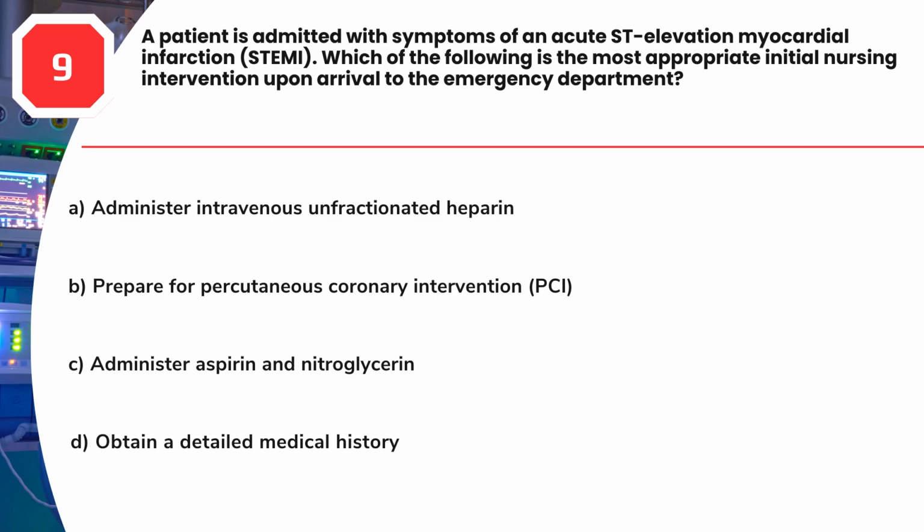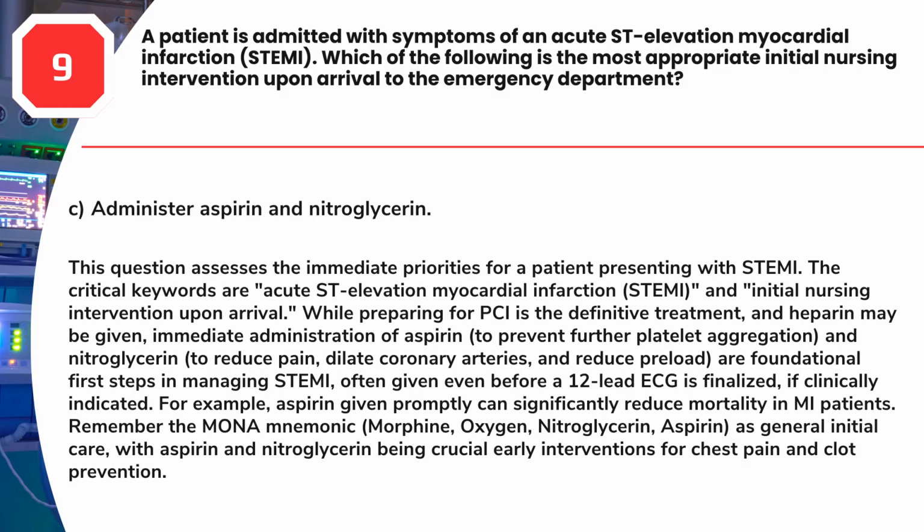Question 9. A patient is admitted with symptoms of an acute ST elevation myocardial infarction, STEMI. Which of the following is the most appropriate initial nursing intervention upon arrival to the emergency department? A. Administer intravenous unfractionated heparin. B. Prepare for percutaneous coronary intervention, PCI. C. Administer aspirin and nitroglycerin. D. Obtain a detailed medical history. Answer C. Administer aspirin and nitroglycerin.